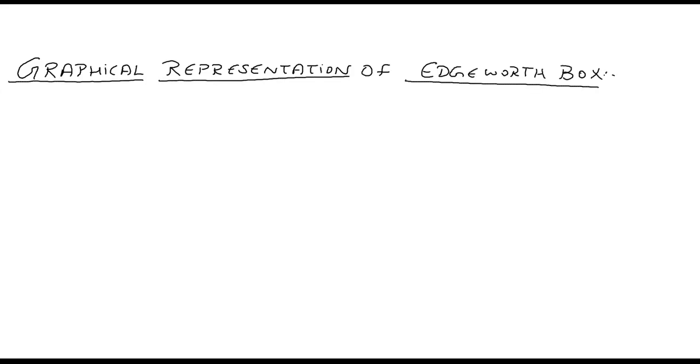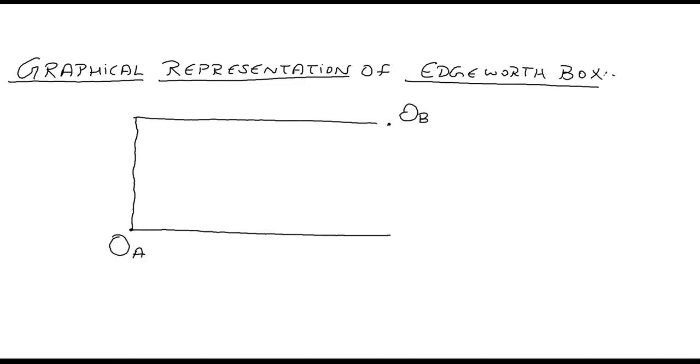Okay, so an Edgeworth box is nothing but a rectangle. Now there are two agents A and B, so we'll have two origins. You can see the origin of agent A, agent A's x-axis and agent A's y-axis. Similarly, the origin of agent B, agent B's x-axis and agent B's y-axis.